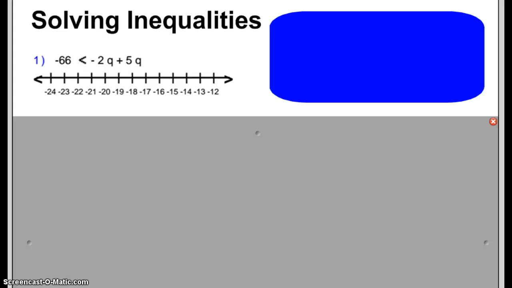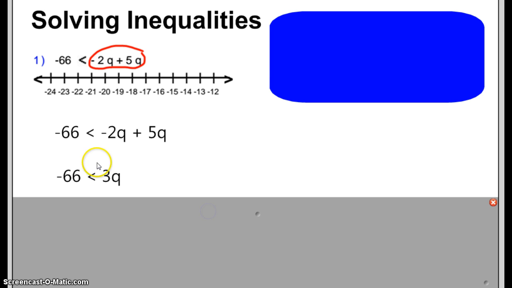Alright, here's a quick review on solving inequalities. The given problem that we have is negative 66 is less than negative 2q plus 5q. The first thing that I notice is that I have like terms on the same side of the inequality, so I'm going to combine them. So negative 2q plus 5q gives me 3q.